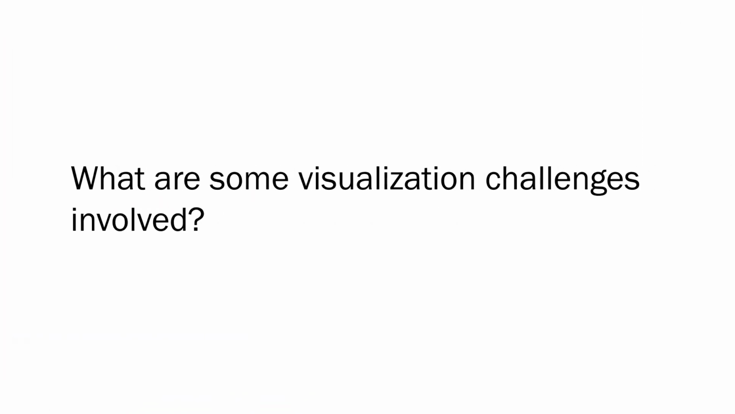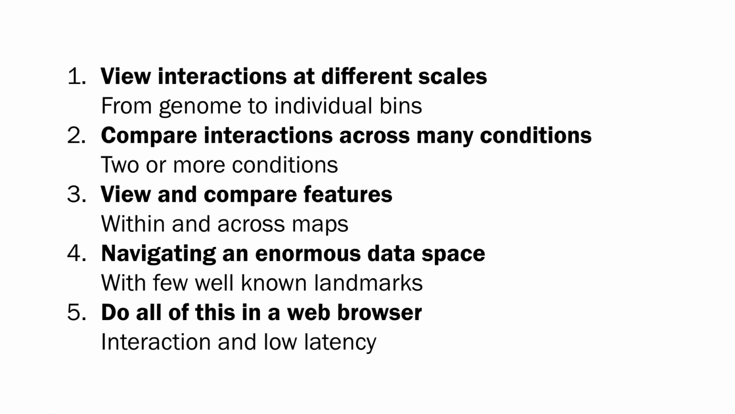Okay, so what are some of the visualization challenges involved? I already went a little bit over that, so I'm going to move through this a little bit faster. So again, as a reminder, we need to see data at different scales, from the genome down to individual bins, so down to 1,000 base pair bins. We want to be able, for example, to compare interactions across multiple conditions, right? That's another way how we learn.